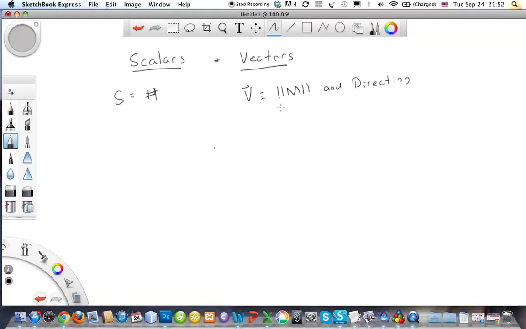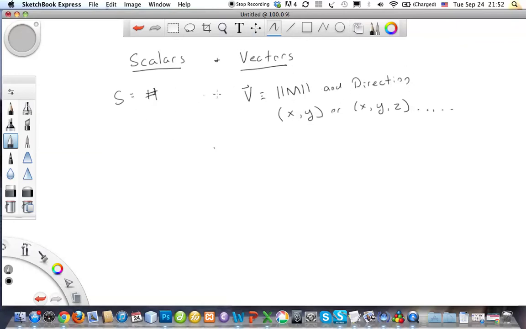A vector can have several components. Because it has a direction, it has either an x and a y component, or an x, a y, and a z component. In higher level mathematics, you can add more than 3 components, but in physics, we're only going to see 2 to 3 components of a specific vector. Just remember the difference: a scalar is just a number, and a vector has a magnitude and a direction.